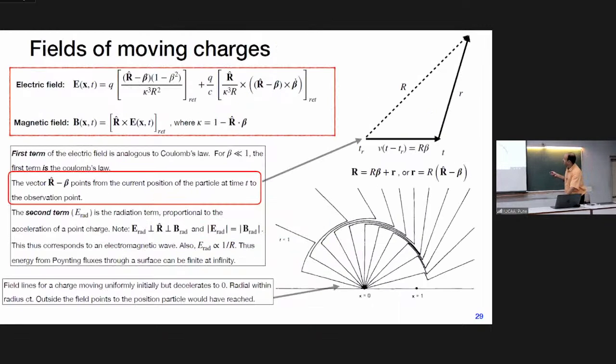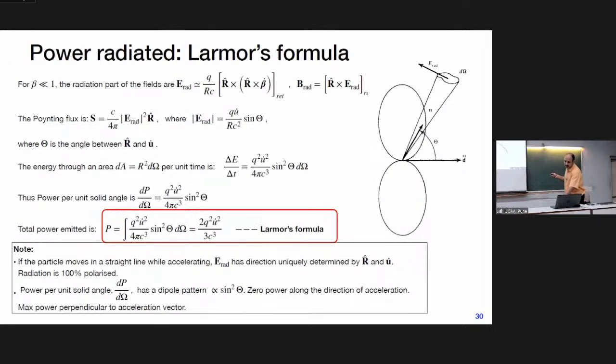what we are doing is dropping these kappa terms, expanding this kappa. Kappa is 1 minus r cap dot beta. Expanding these terms, the radiative terms can be written like this: r cap cross r cap cross the acceleration term, q by Rc. And the magnetic field is this. If you now go to the Poynting flux, I will warn you that I will put CGS notations here. The notations will slightly differ from Jackson because you will not have the c and 4 pi. But for astrophysics, we mostly use CGS. That's why it's easier for us to relate the final expressions to astrophysical concepts.